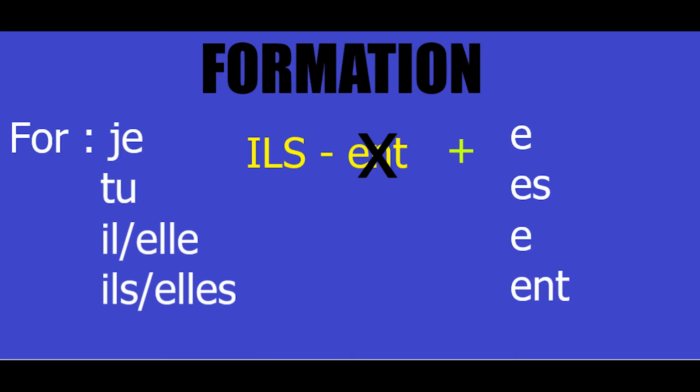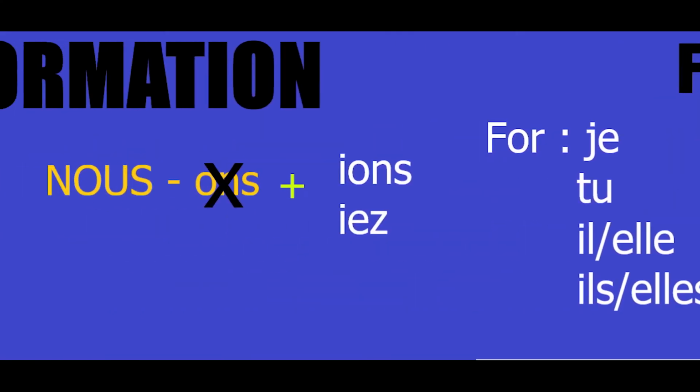For these pronouns, we take the present conjugation of il, elle plural, and then we drop the ending ent, then we add e with rest of the spellings. For je, for tu we add es, for il and elle we add e, for il and elle plural cases we add ent. Okay, now let's have a look at the cases of nous and vous.